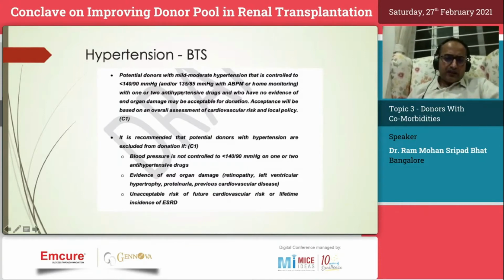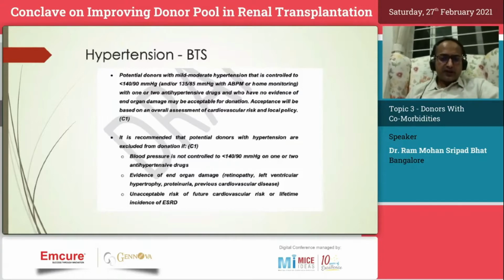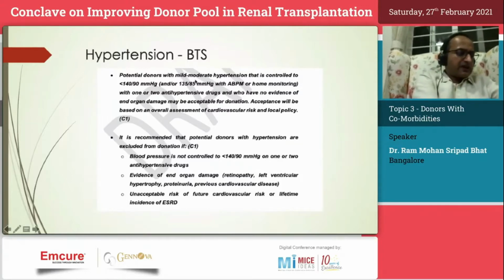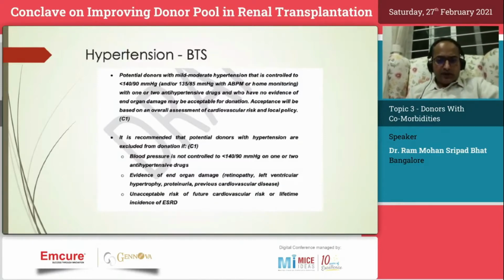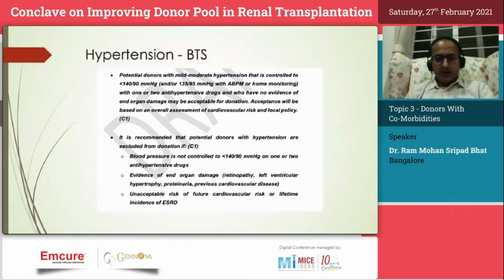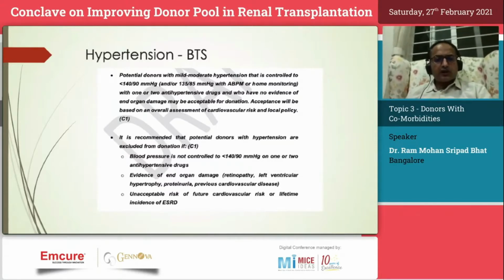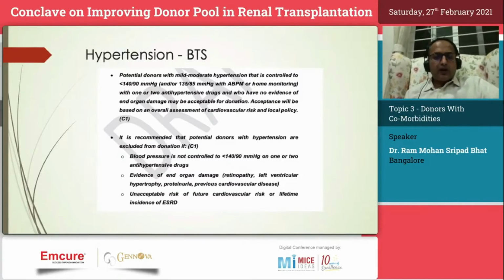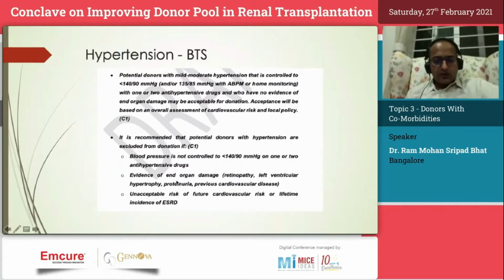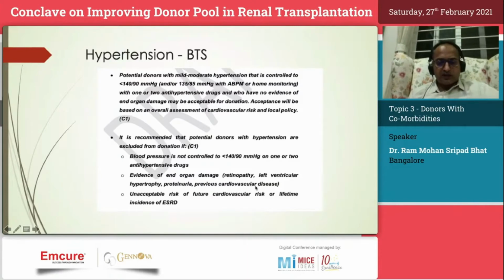And very specifically, BTS, which is not there in other guidelines, says that we should also use ambulatory blood pressure monitoring, and this is the cutoff that they use, 135/85, whereas American guidelines still maintain 140/90 even for ambulatory blood pressure monitoring for donor purposes. I'll give you some information about ambulatory blood pressure monitoring in the next slide. So anybody who's got clinic blood pressure of more than 140/90 or ambulatory blood pressure of more than 135/85 on 3 or more drugs should not donate a kidney. And anybody who's got end organ damage, retinopathy, LVH, proteinuria, previous cardiovascular disease are also not acceptable for donation purposes.